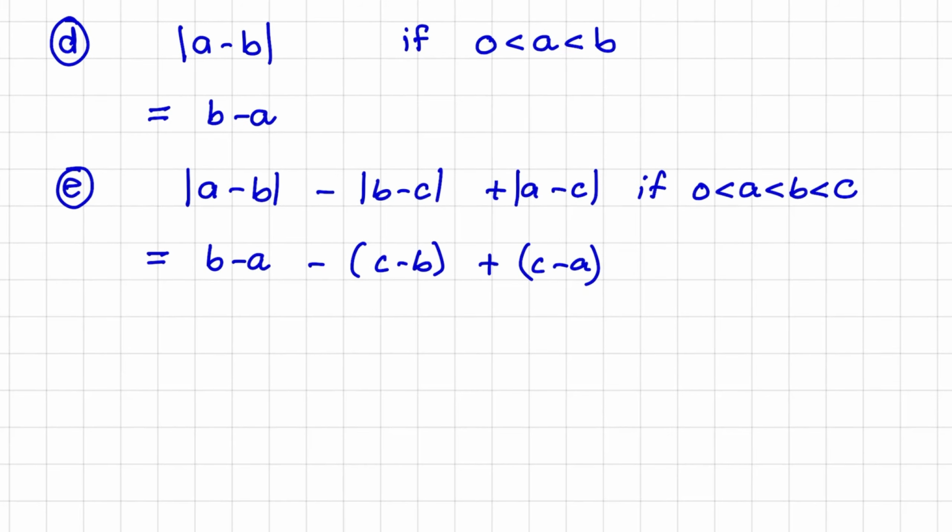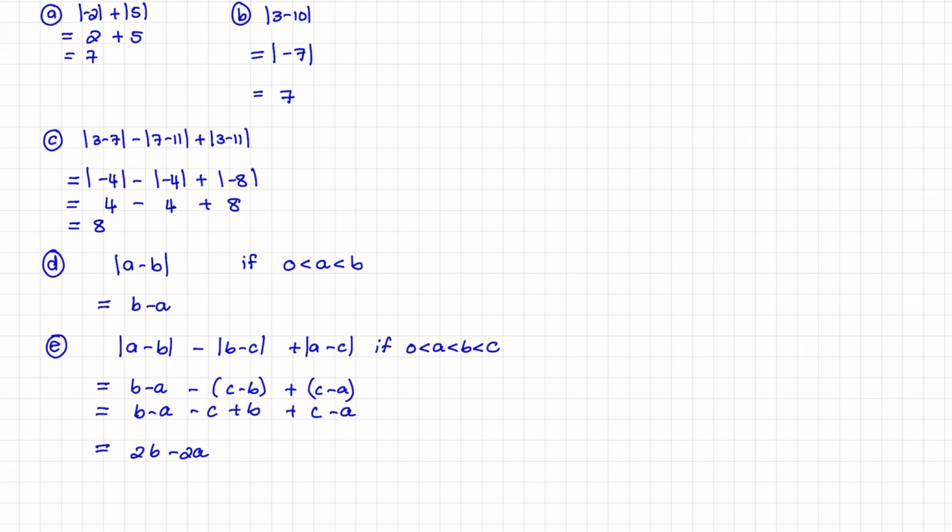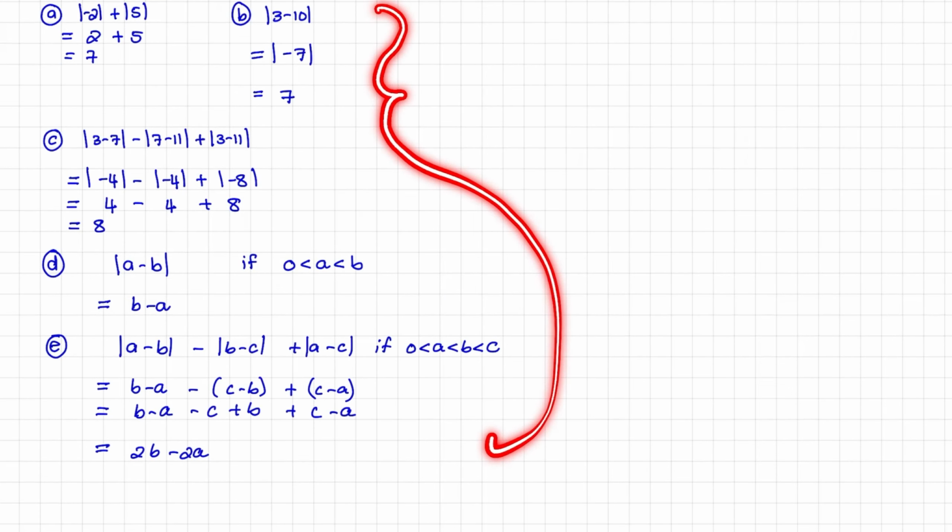So I'm building my knowledge on the absolute value which we found in our previous example. And now if I simplify, I have b minus a minus c plus b plus c minus a. And when I simplify, I have 2b minus 2a. So those are some basic calculations which we can do with absolute values.